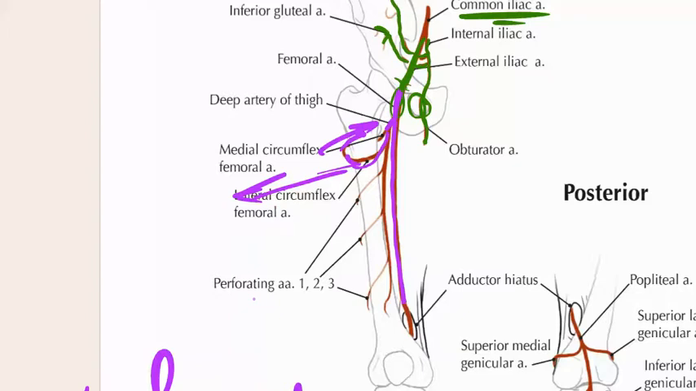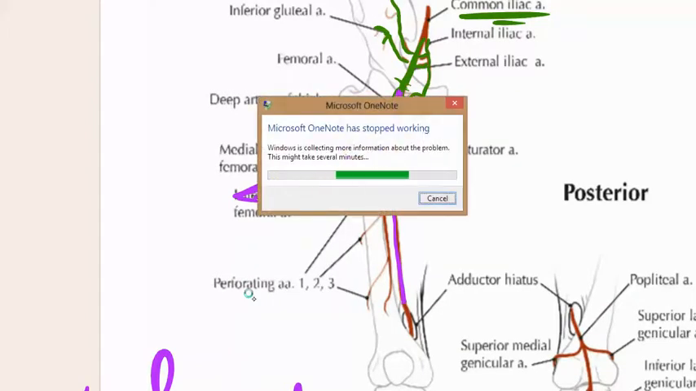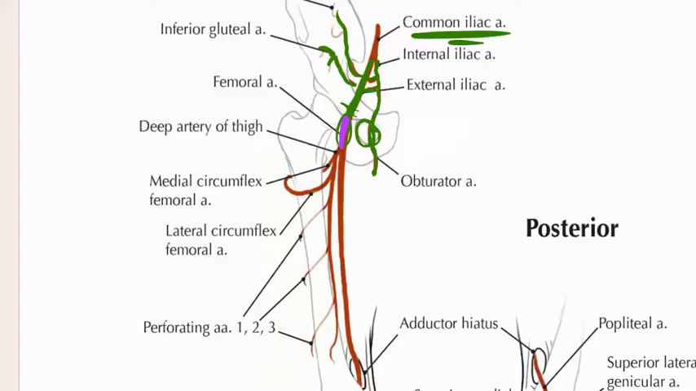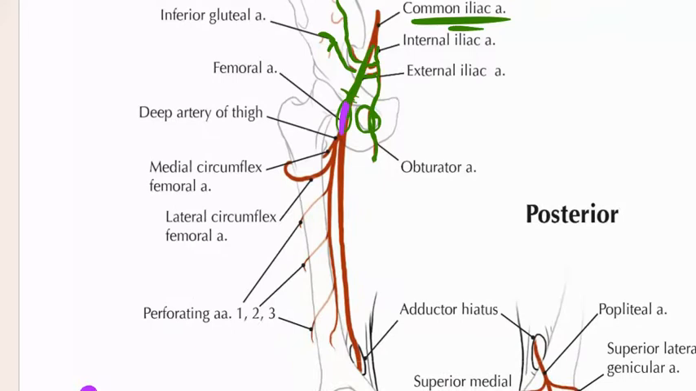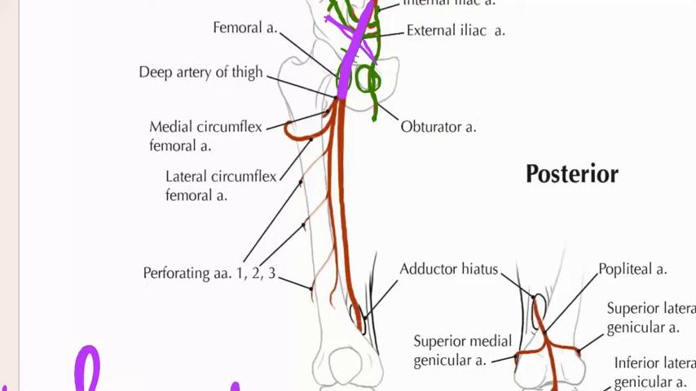Is femoral coming off the common or internal? The femoral is a continuation of the external iliac, and it's just a matter of the landmark that the name then changes, right? And then you get the deep femoral and the superficial femoral.